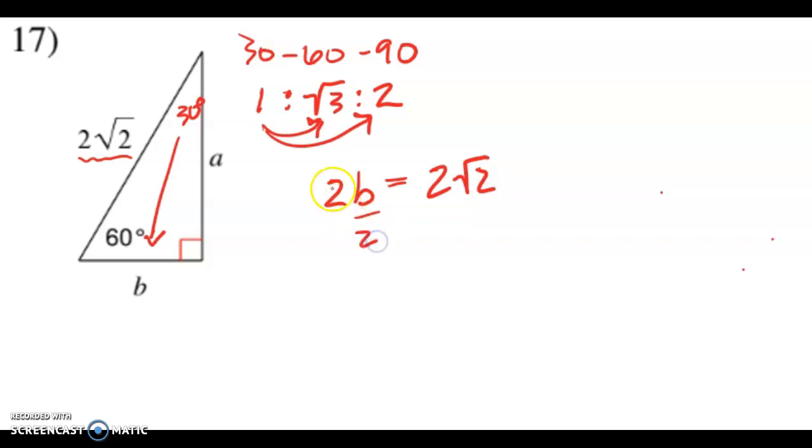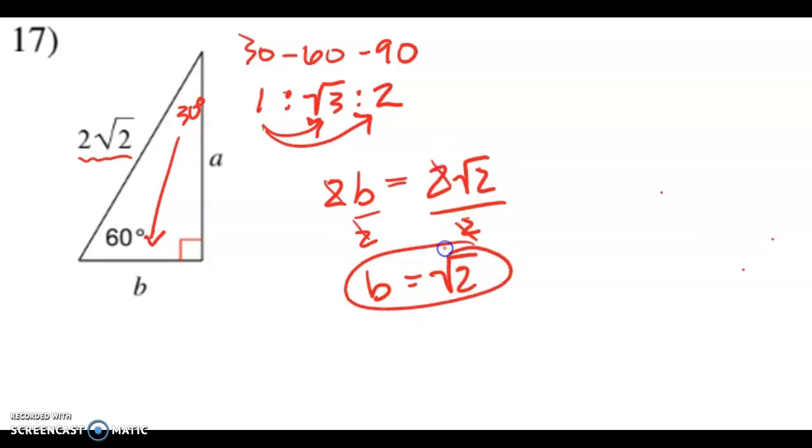Solve for B by dividing by 2, that cancels there. Do that to the other side, and B is just simply equal to root 2. So there's my one answer.